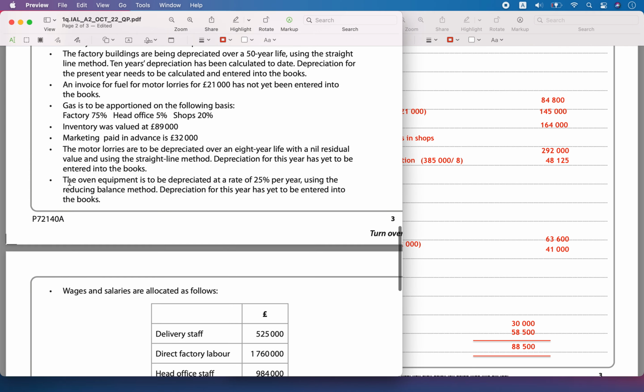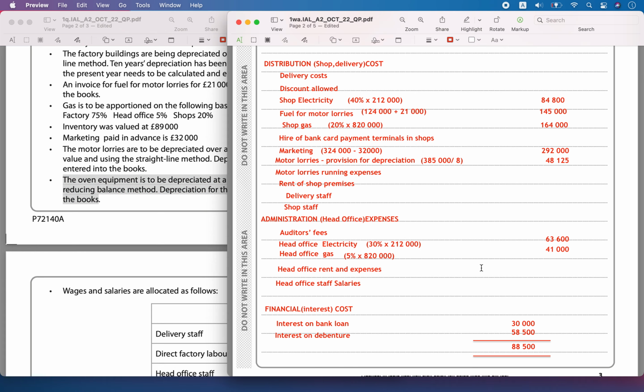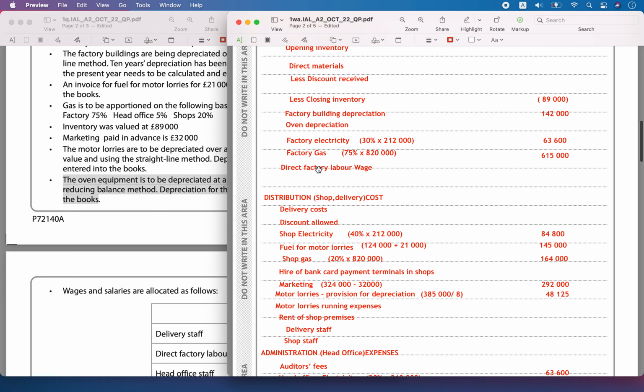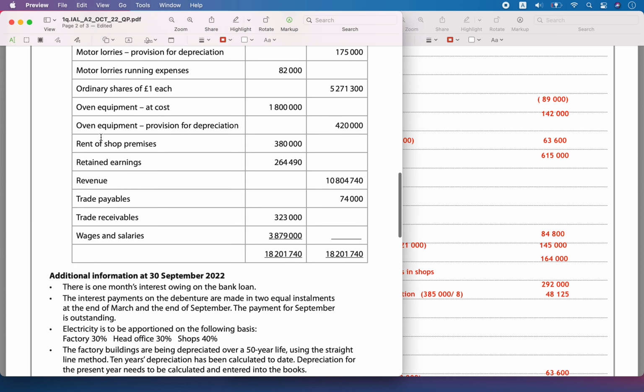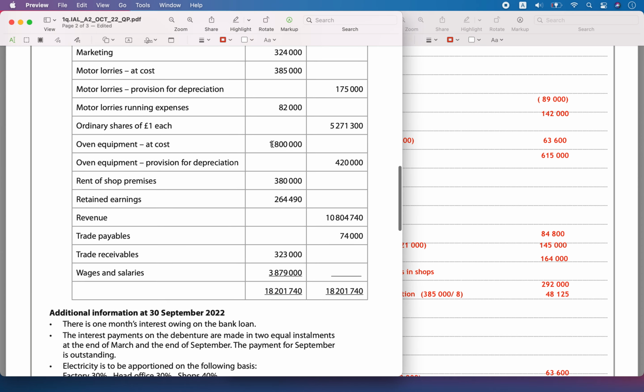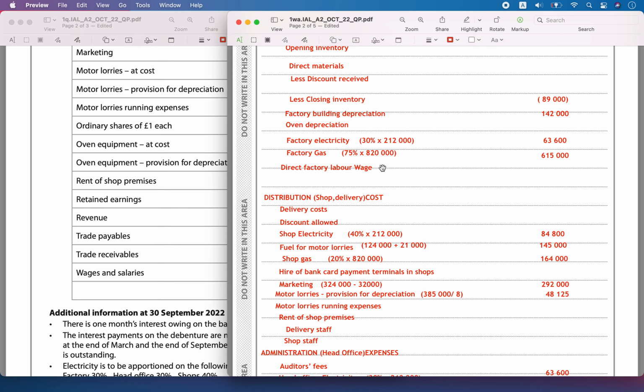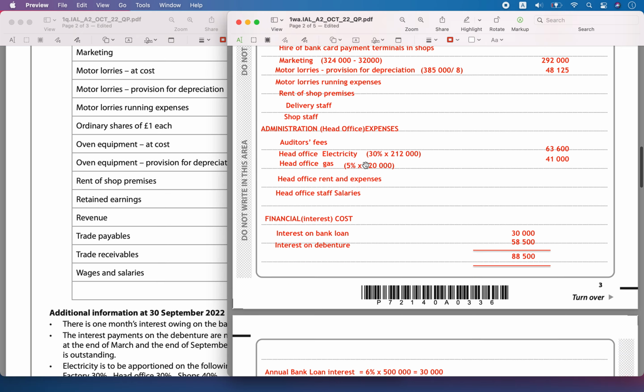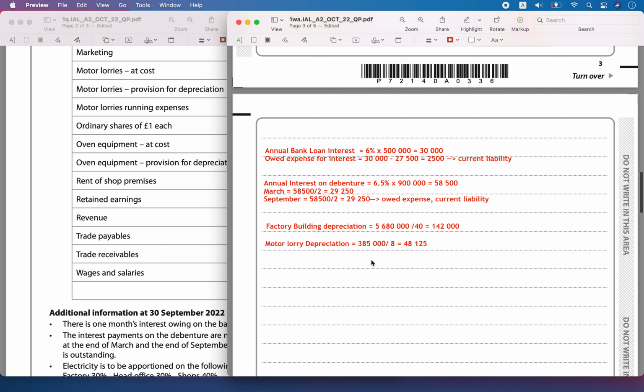Okay, then it says that the oven equipment is to be depreciated at the rate of 25% per year using the reducing balance method. Depreciation for this year is yet to be entered into the books. For the oven equipment, let's calculate the depreciation. It's cost minus the depreciation times the rate. Okay, so the cost minus the depreciation times the rate for the oven equipment.